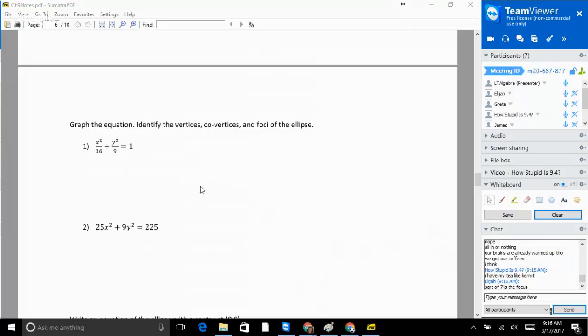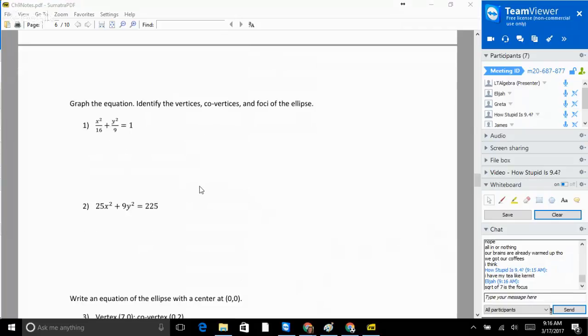Oh, we did number one in class, didn't we? I remember now because I was looking at my notes and I had the wrong thing. So we'll start with number two. We have 25x squared plus 9y squared equals 225. Math books try to trick you, and you're like, this doesn't look like the equation of a standard ellipse. What's going on here?